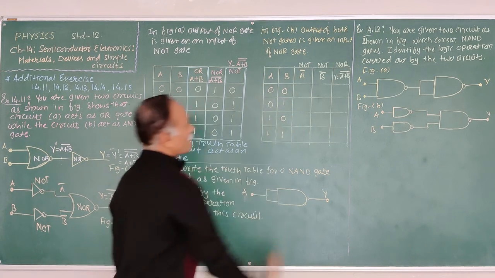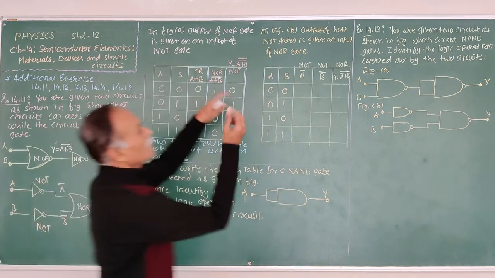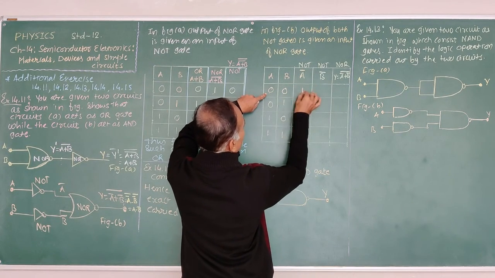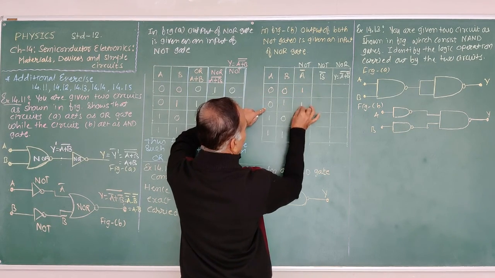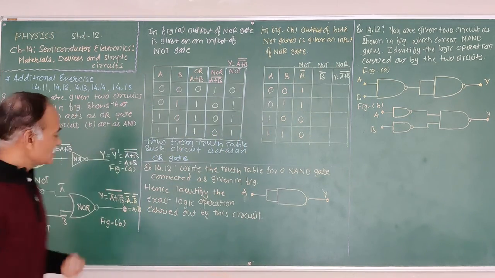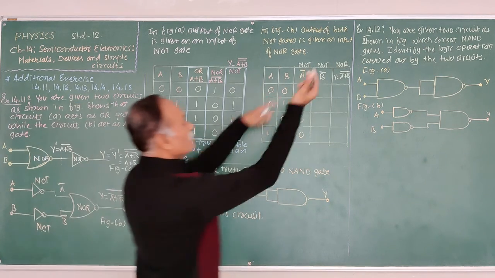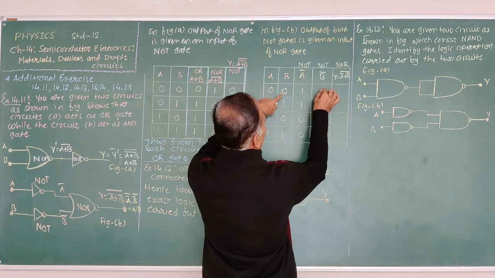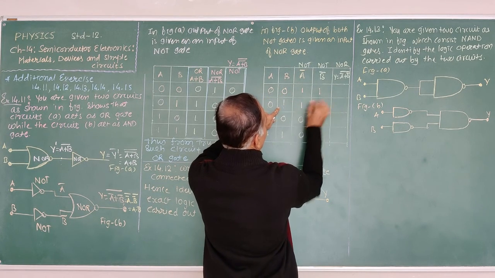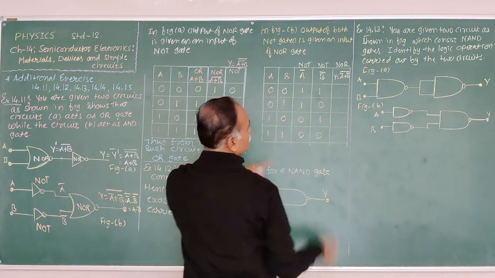So what is the output of the first NOT gate? A is the input, output is A bar. Therefore, what is A given? That is inverted: 1, 0, 1, 0, 0, 1, 0, 1. In the same manner, the output of the second NOT gate: B is the input, output is B bar, that means the inverse of B. 0 is given, 1. 1 is given, 0. 0 given, 1. 1, 0.